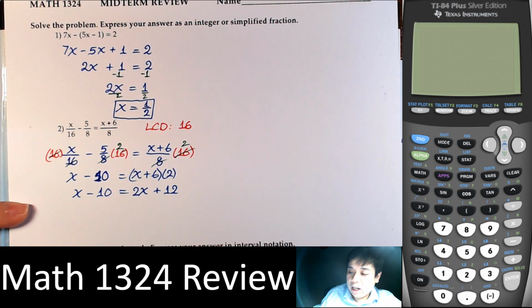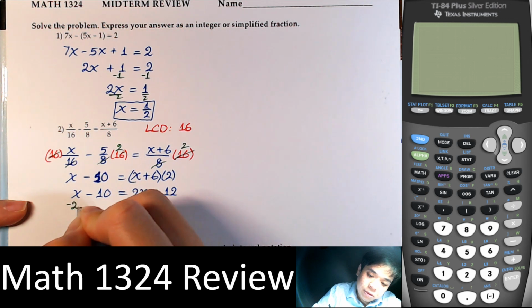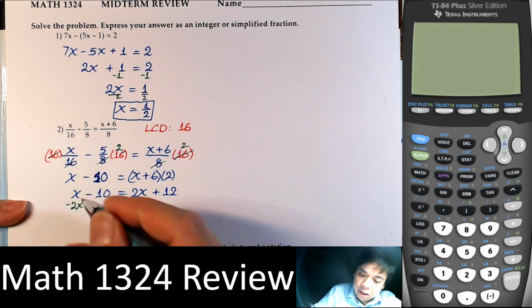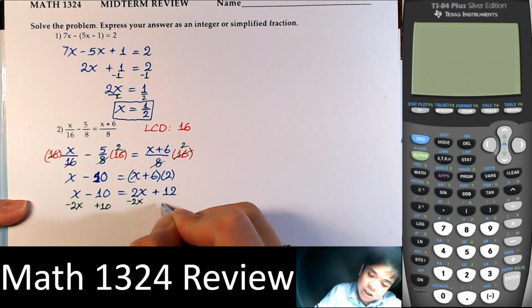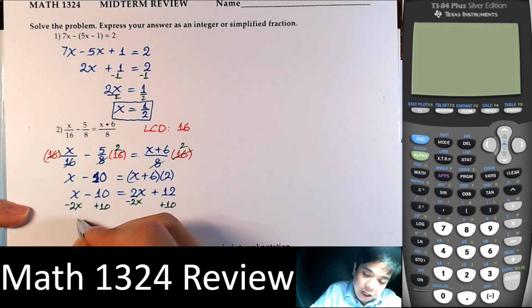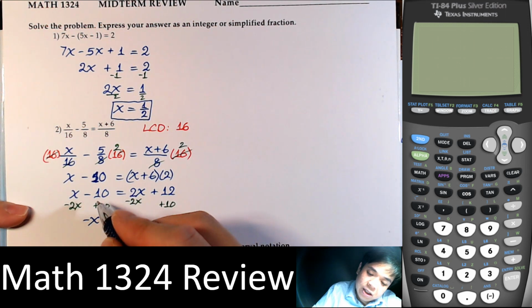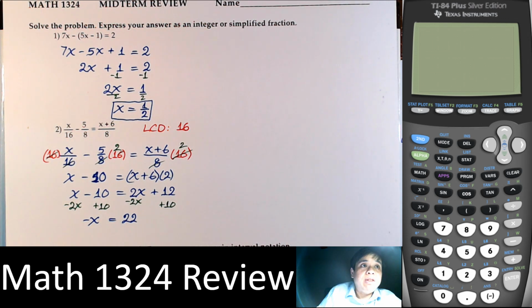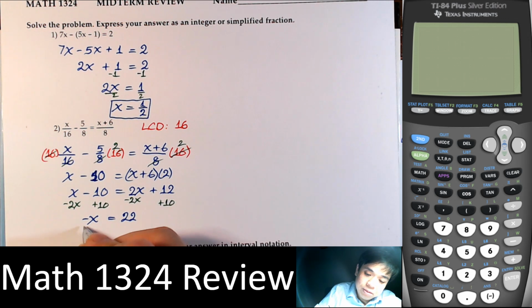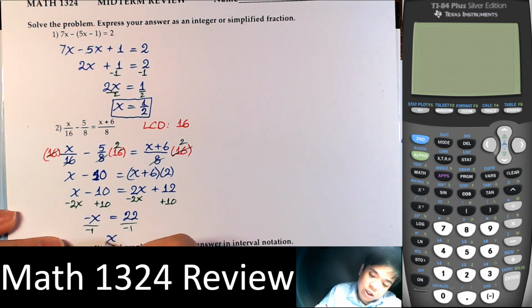And we'll move the x to one side to solve for it. And move the 10 to the other side. That should give us negative x on this side. And that cancels out, 22. And divide by negative 1 on both sides. x equal to negative 22.